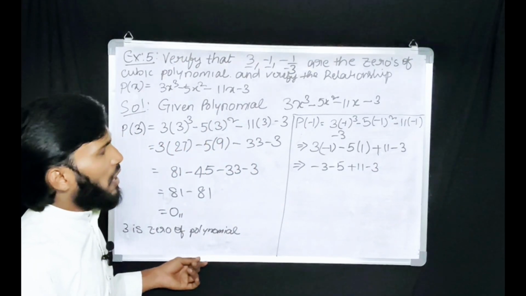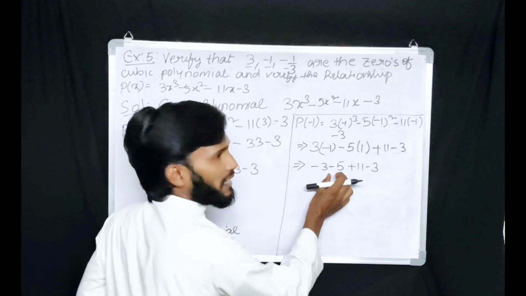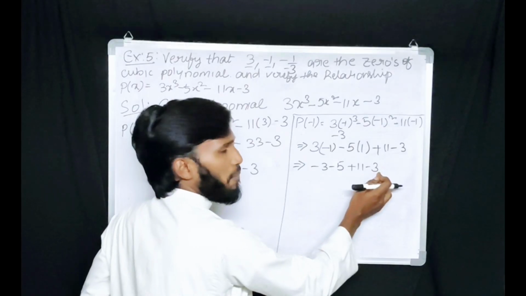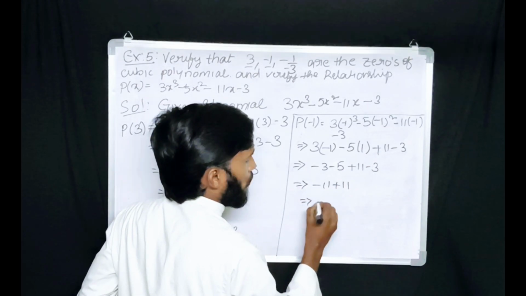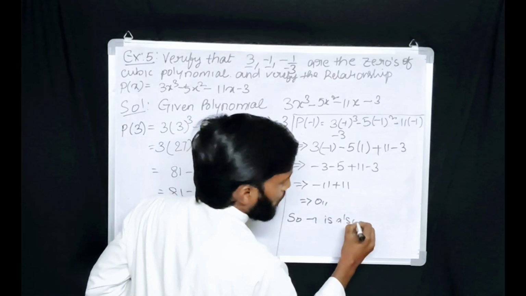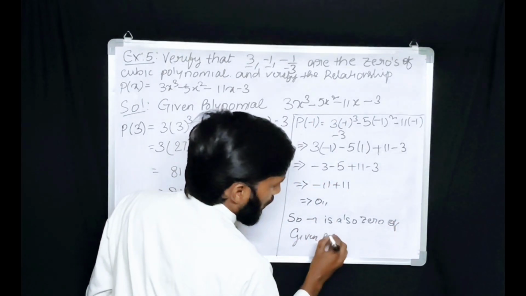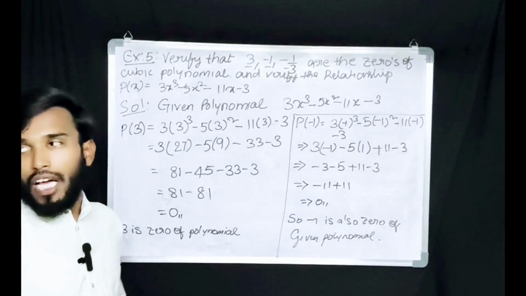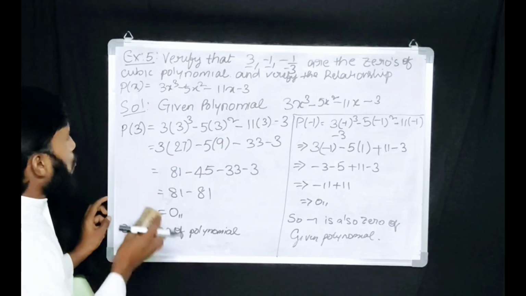If you observe here, this is the plus value and these are all minus. So add minus 3, minus 5, that is minus 8, and minus 3, that is minus 11. So minus 11 plus 11 is equal to 0. So minus 1 is also a zero of the given polynomial. So two zeros are proved: 3 and minus 1.